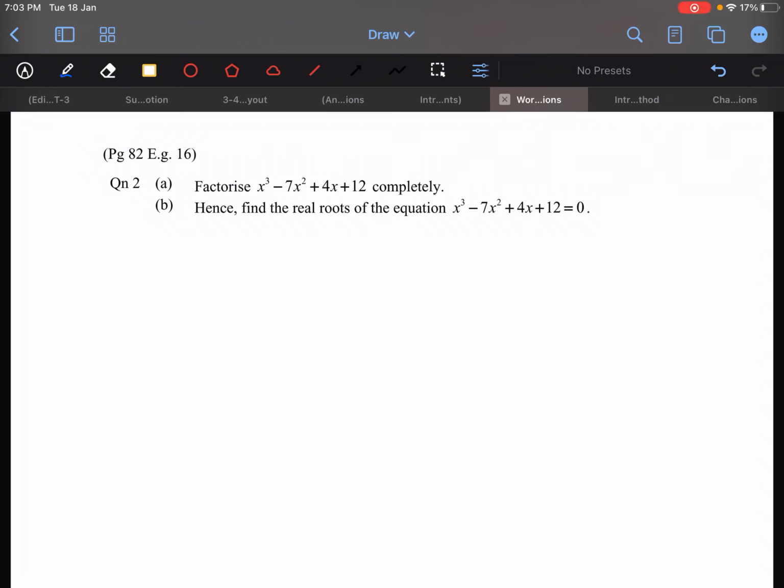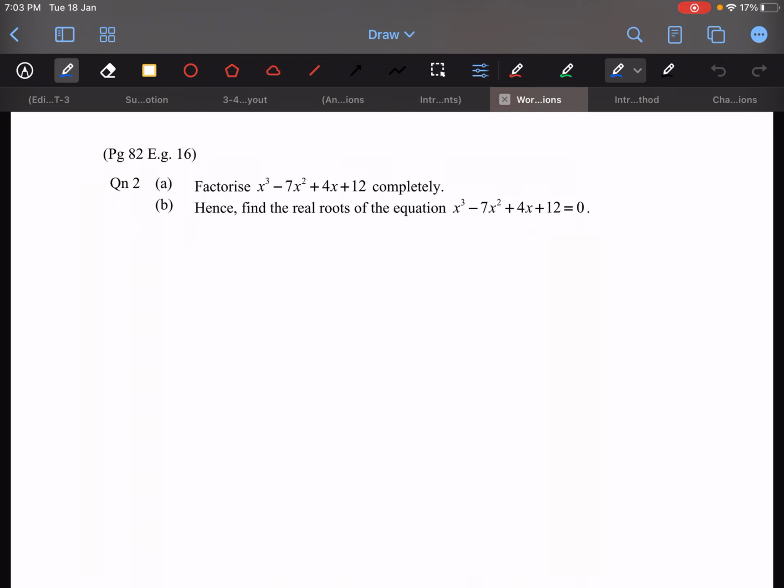Okay, so I decided to go through this question again in case some of you are confused, because when I was in class I realized some of you are a bit confused with this. So let this be the basis in terms of understanding how to go about solving cubic equations. Okay, so this question is actually split up into two parts.